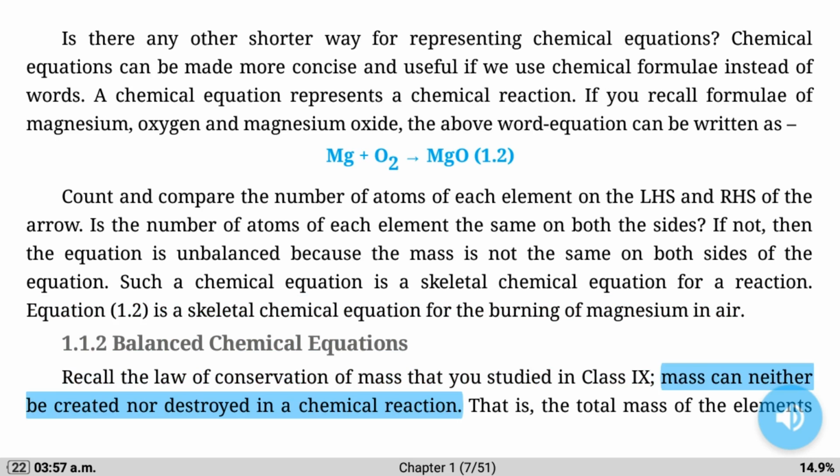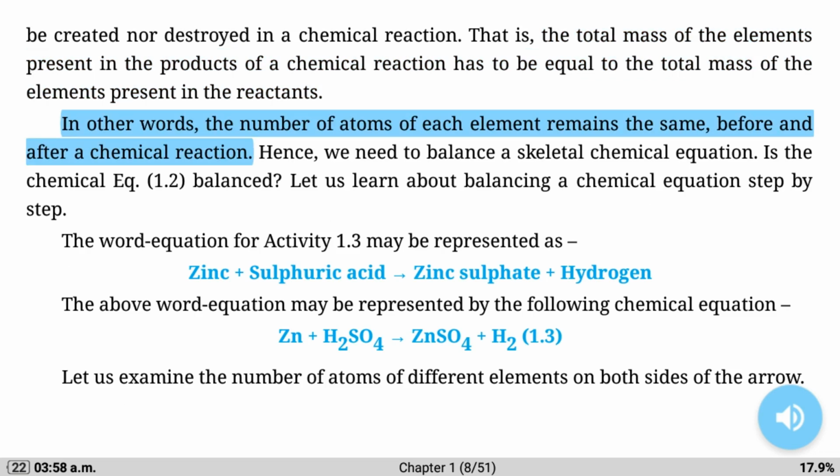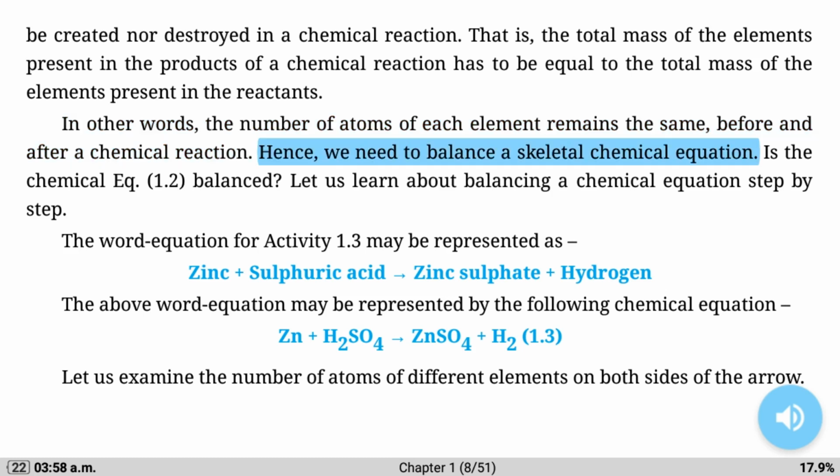Mass can neither be created nor destroyed in a chemical reaction. That is, the total mass of the elements present in the products of a chemical reaction has to be equal to the total mass of the elements present in the reactants. In other words, the number of atoms of each element remains the same before and after a chemical reaction. Hence, we need to balance a skeletal chemical equation.